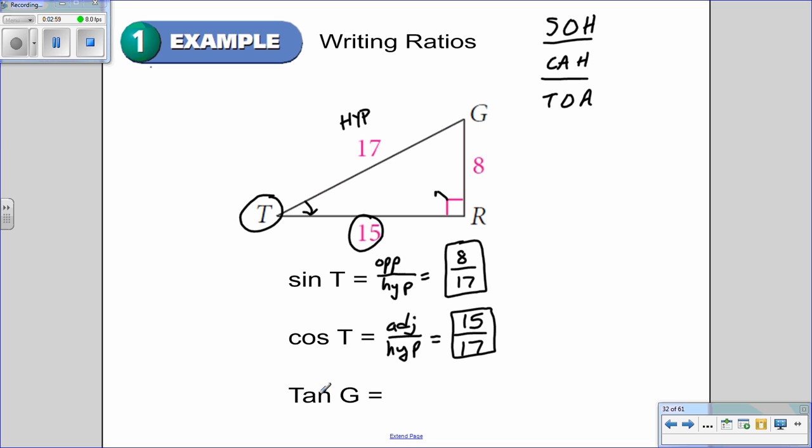Finally, they asked us to find tangent of angle G. Okay, here's angle G. Tangent is opposite over adjacent. So opposite angle G is 15. And the adjacent side would be 8. So it's 15 over 8.